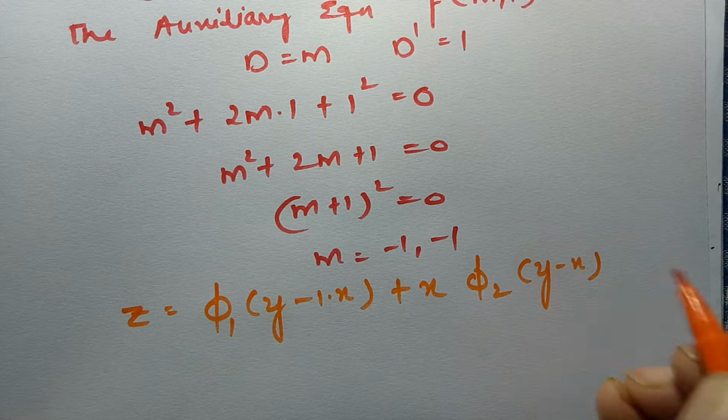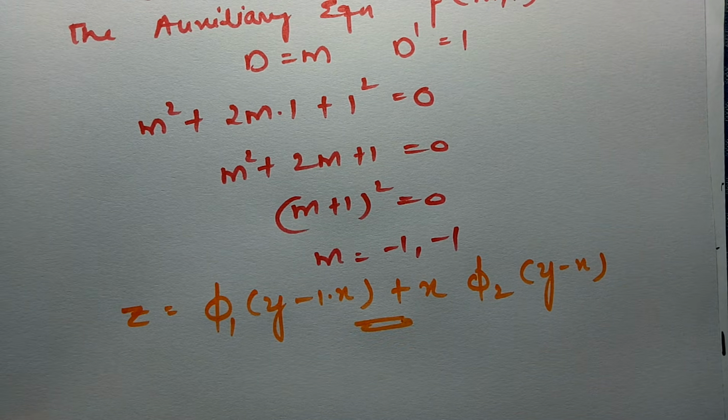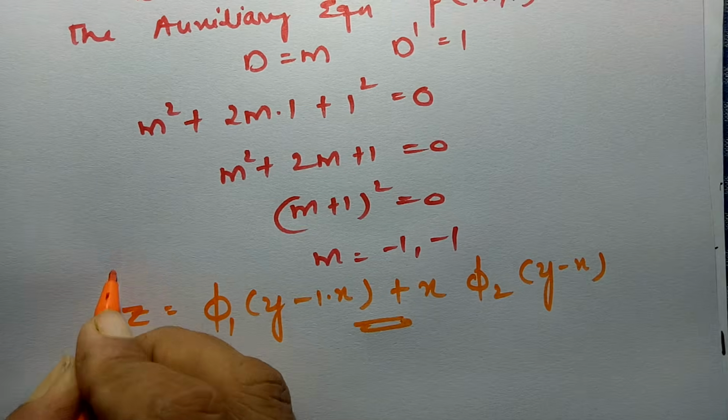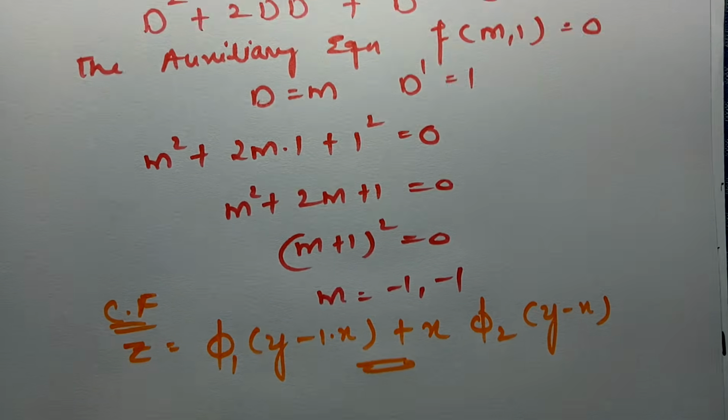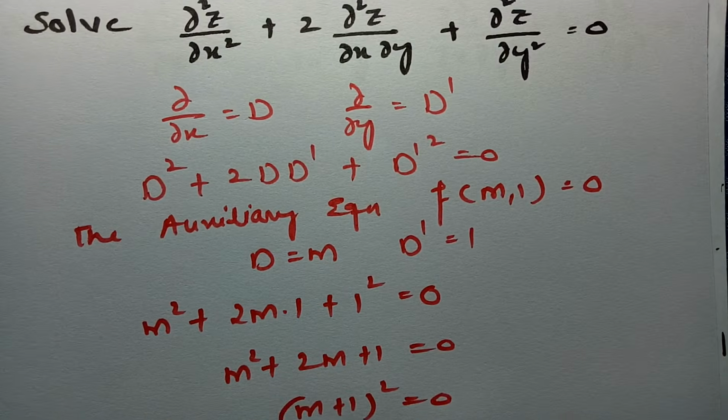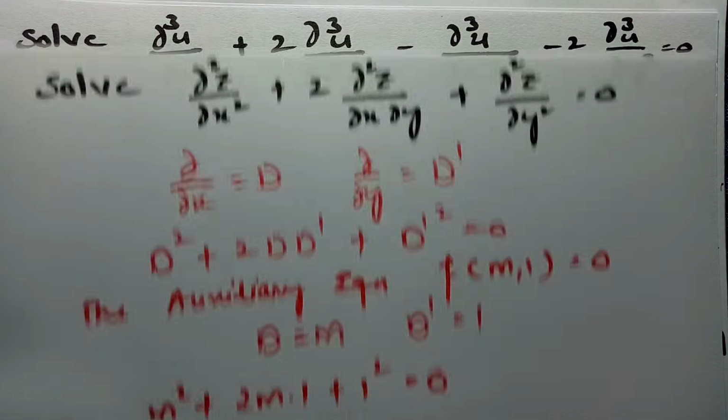This is also minus 1 into x. So this is the complementary function, the CF. The complementary function can be written like this. So hope you all felt this was easy. So this is how we have to write.